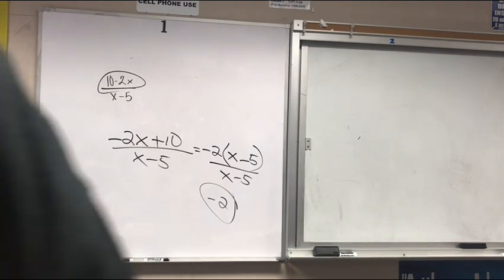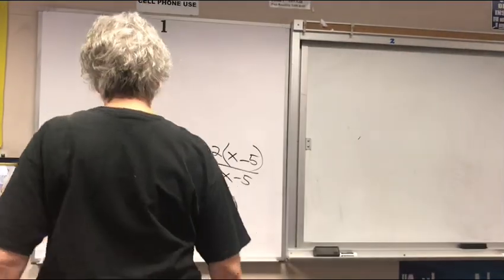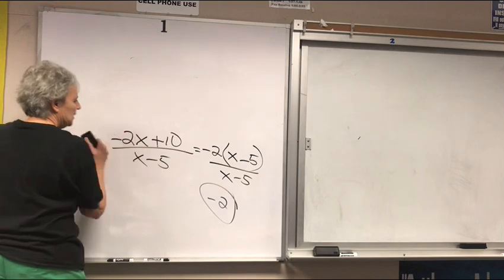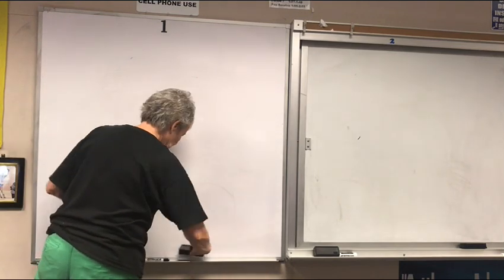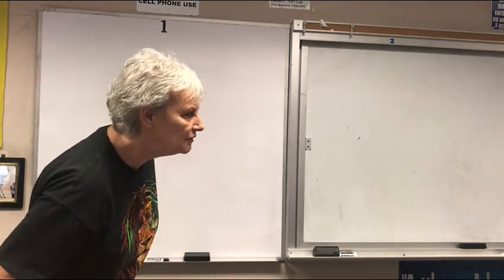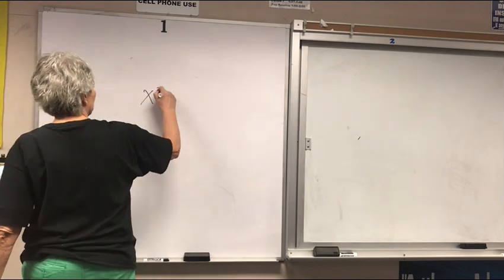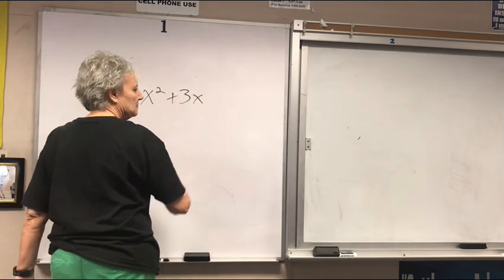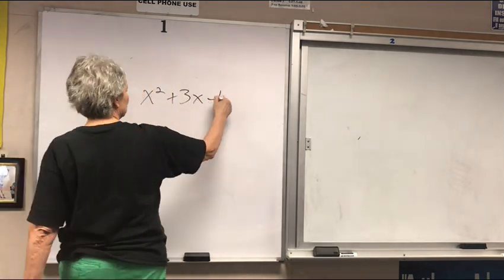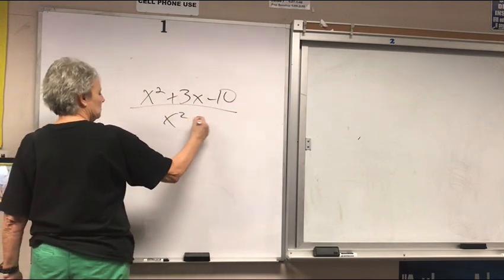All right, yesterday's bat, I'm going to do again to show you what I did. And it's a review of factoring anyway. X squared plus 3x, was it minus 10? Yeah. Minus 10 over x squared minus 4.